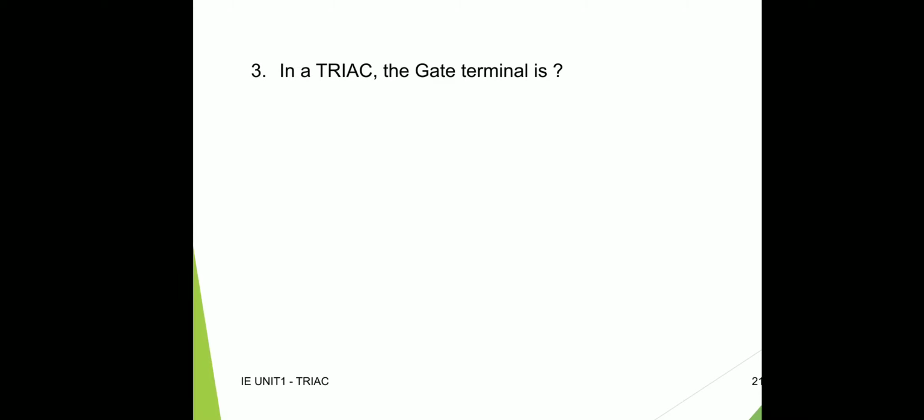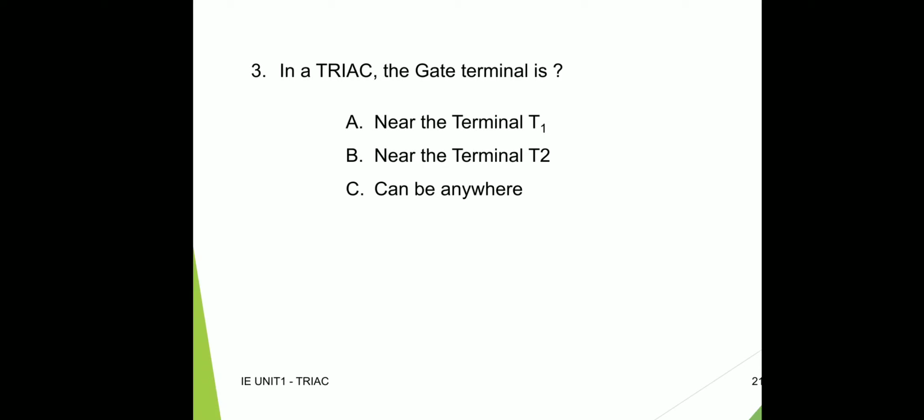The third question is, in a triac, the gate is near the terminal 1, option A. Option B is near the terminal 2. Option C is it can be anywhere, and D is none. So the answer is the gate terminal is near the terminal T1.